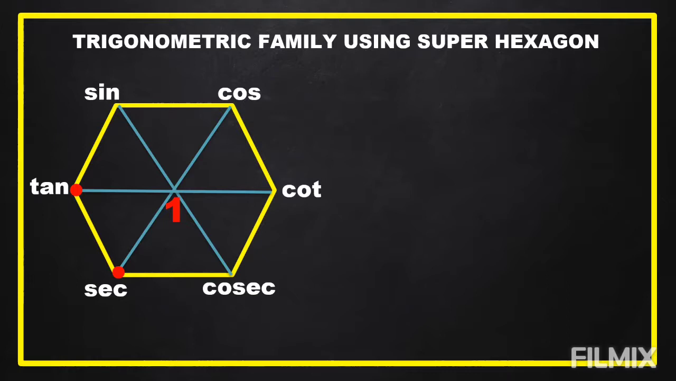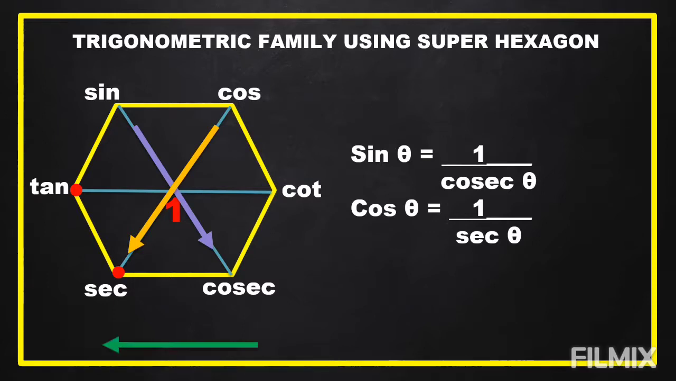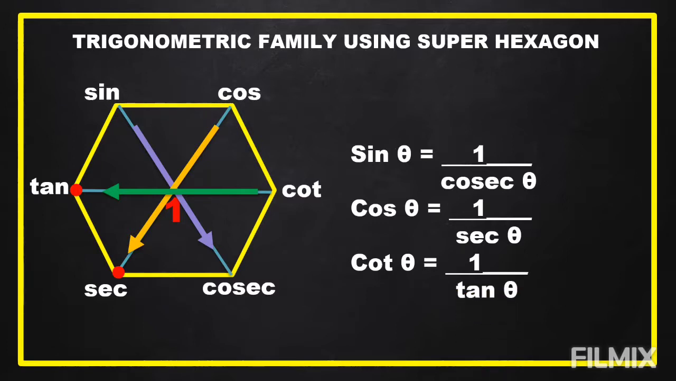Okay, this time we're going to use the opposite functions in our diagonal. Just like this. What does this arrow mean? This means that sine theta is equal to 1 over cosecant theta. And this arrow means that cosine theta is equal to 1 over secant theta. And this arrow means that cotangent theta is equal to 1 over tangent theta.